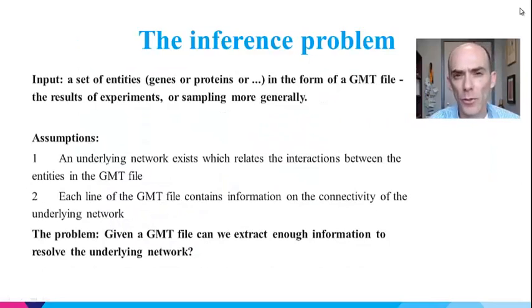So we have an inference problem. We're trying to infer a network from a gene set library. Given one or more GMT files or gene set libraries, can we infer the underlying unknown network based on co-occurrence of genes in sets from the library? We have to assume that there is an underlying network that connects those genes, and the information in the gene set library tells us something about the structure of this network.